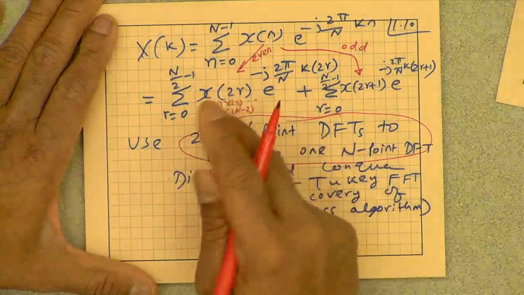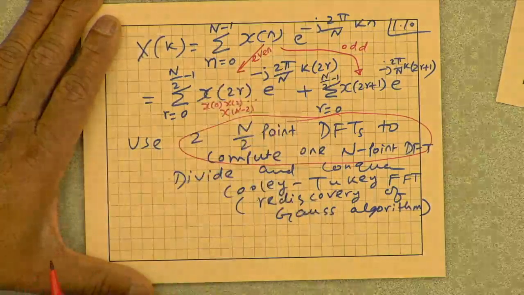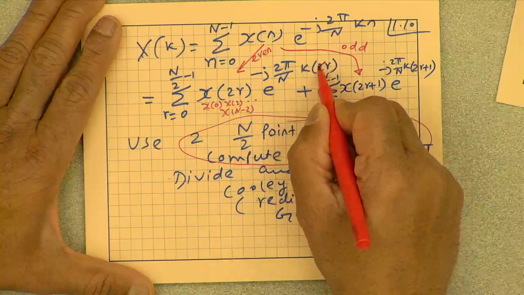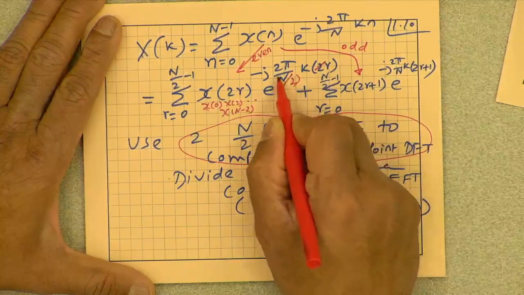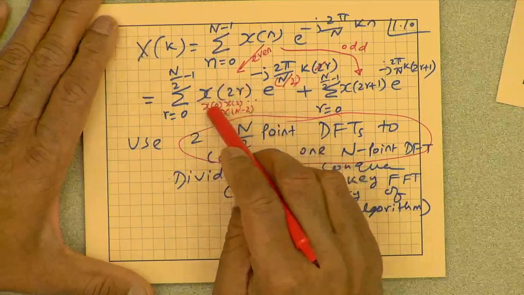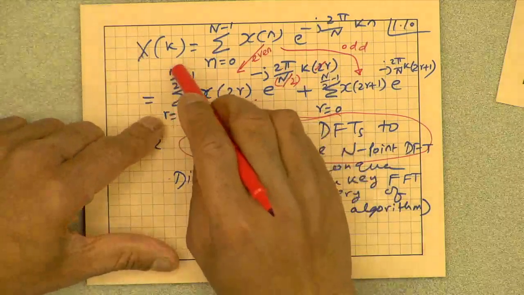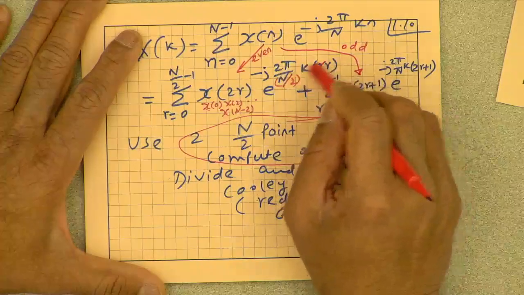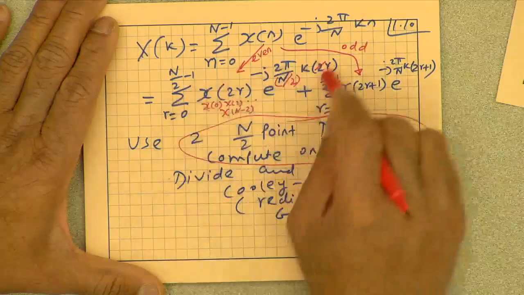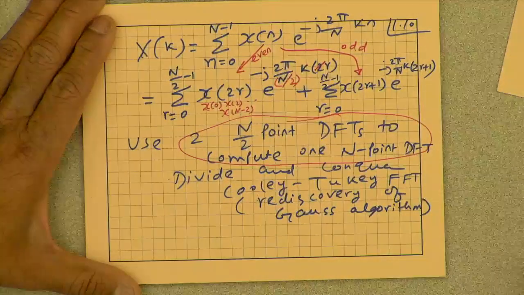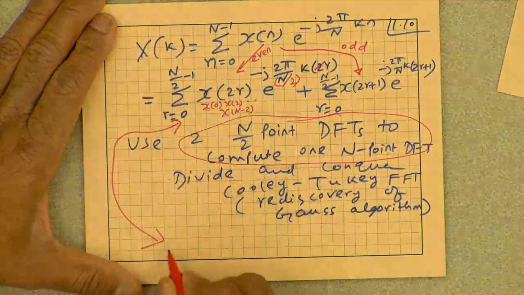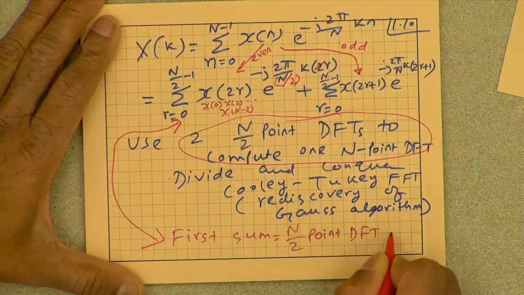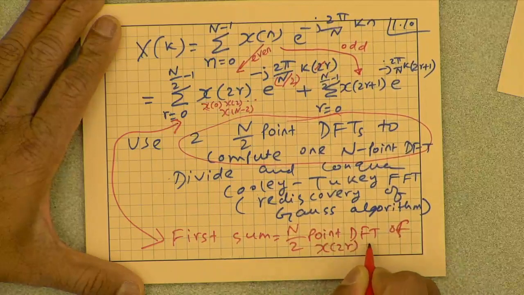Now, I have an n by 2 point sequence. You can think of it as x prime n or something, it doesn't matter. So if I take this 2 and make this n by 2, think about what we have here. We have a sequence of length n by 2, summed over 0 to n by 2 minus 1, e to the power minus j twice pi by the number of terms, which is n by 2, kr. So this term here is nothing but the n by 2 point DFT. So this first sum is equal to the n by 2 point DFT of x2r, the even samples.